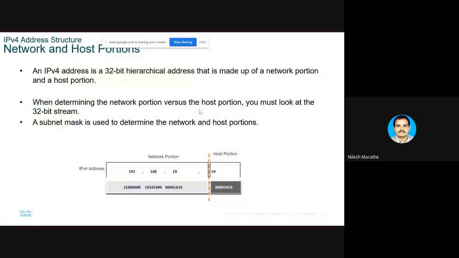IPv4 address structure, everyone knows about it. I will not spend much more time. I hope everyone knows it is a 32-bit address separated by dots, known as octets. That is 192.168.10.10. That is, we can say, 4 different octets.